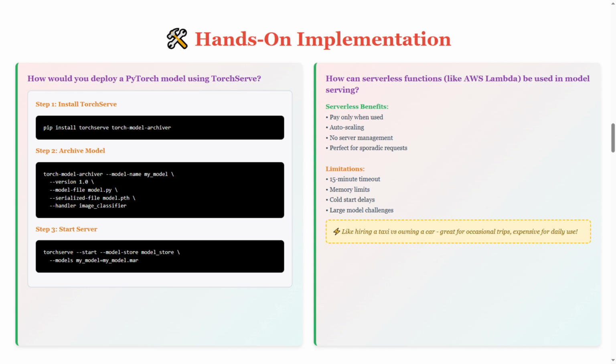Second question: how can serverless functions like AWS Lambda be used in model serving? Serverless benefits include paying only when used, auto-scaling, no server management, and being perfect for sporadic requests. However, there are limitations: 15-minute timeout, memory limits, cold start delays, and large model challenges. Our analogy section explains, like hiring a taxi versus owning a car, great for occasional trips, expensive for daily use.